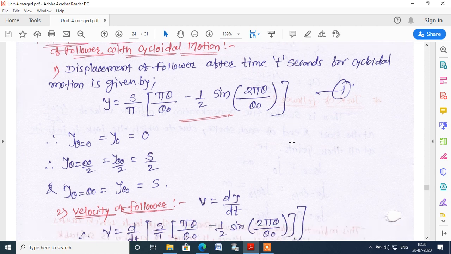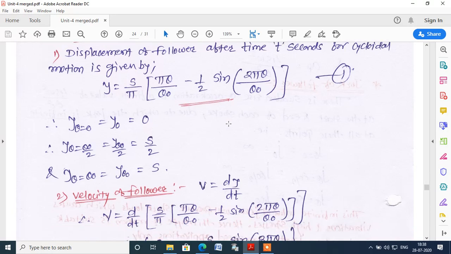So here, displacement of follower after time t for cycloidal motion is given by, so these are the standard equations. y equals s upon pi, into theta by theta naught minus half sine of 2 pi theta upon theta naught. So if you put theta equal to 0, you can find y at theta equal to 0, y0 equals, sin 0 is 0, this is also 0, 0 minus 0, so this into 0, that is 0.